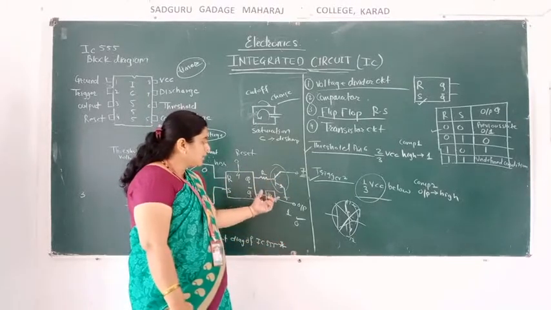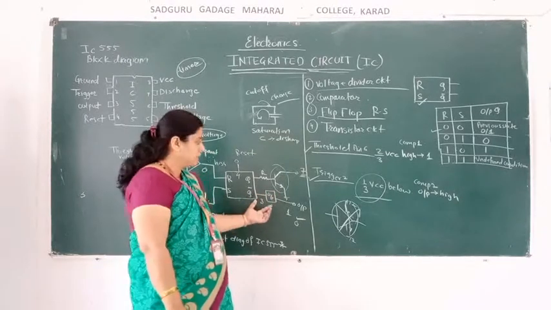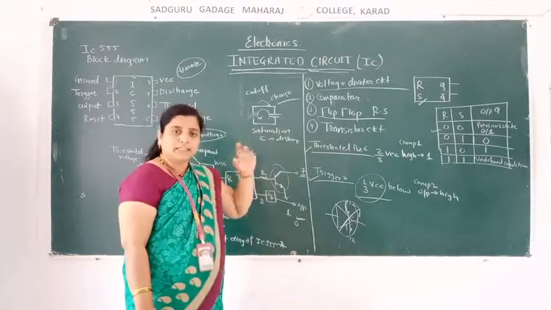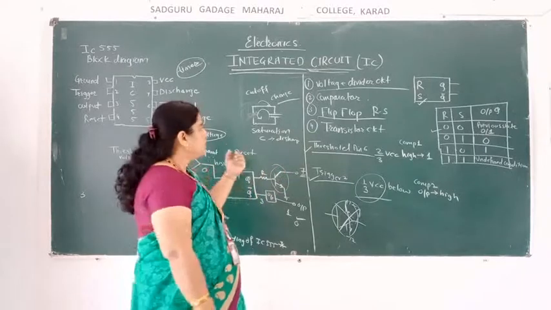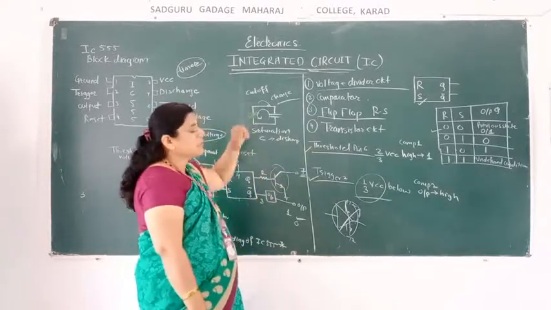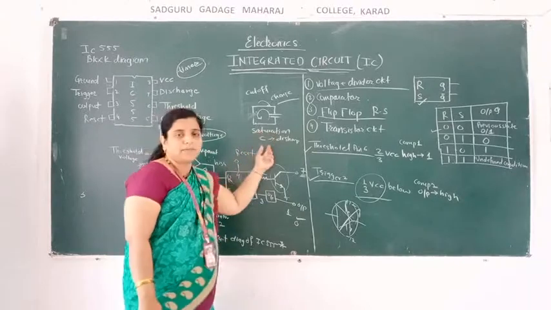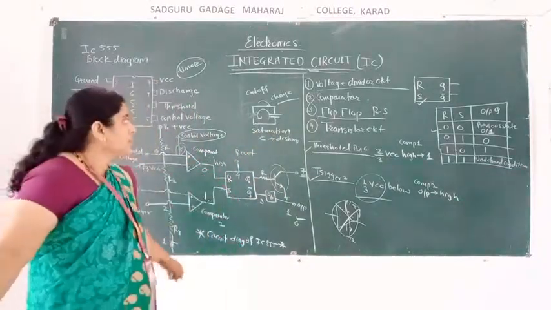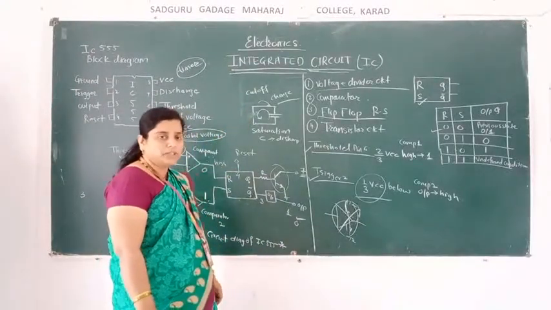Okay, and one small capacitor is used here for charging and discharging the circuit. For charging of the capacitor, what happens? When the transistor is in the cutoff state, the capacitor will be charged. When the transistor is in the saturation state, the capacitor will be discharged.